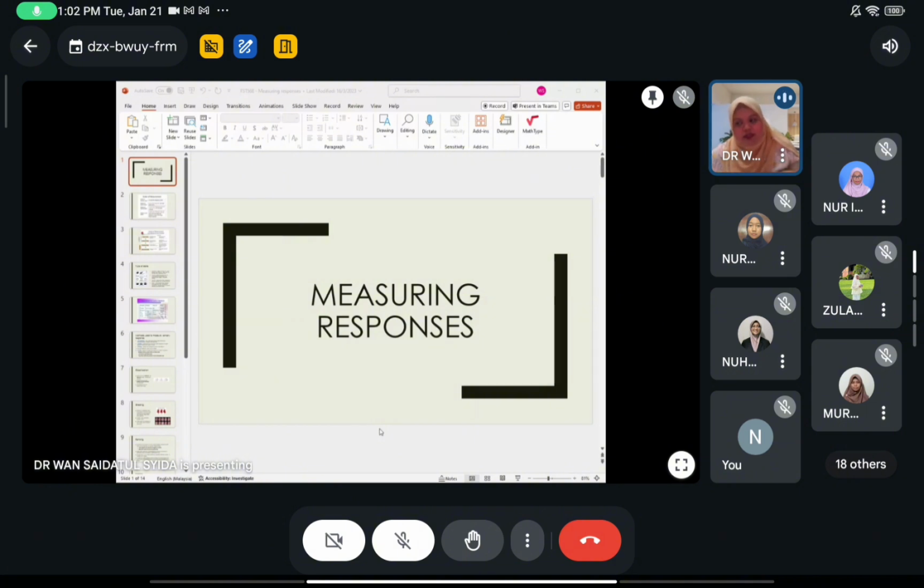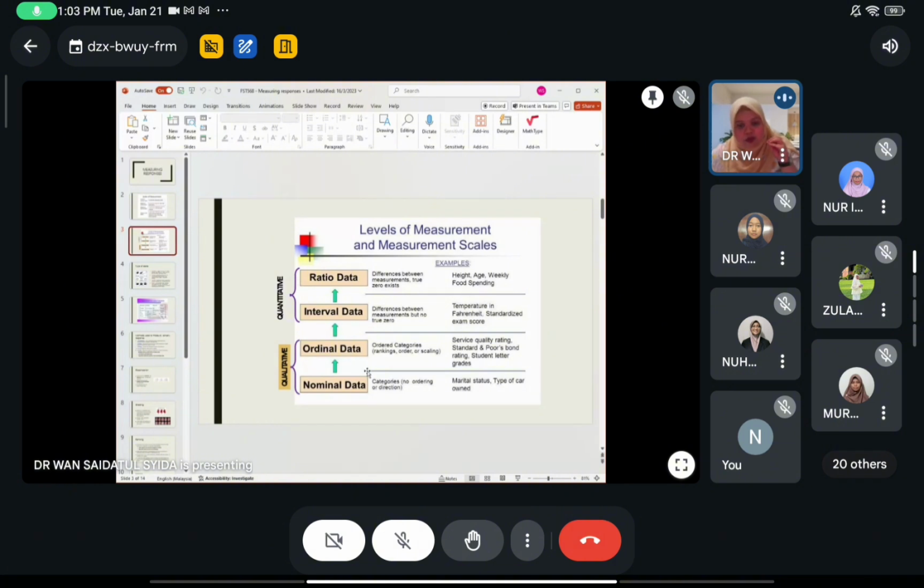Okay, we start with measuring responses. So what should you focus on in measuring responses? Basically, in measuring responses, we need to know what types of data we have, what the types of our data are, and how to report and respond to these types of data. Basically there are four types, which are ratio, interval, ordinal and nominal.